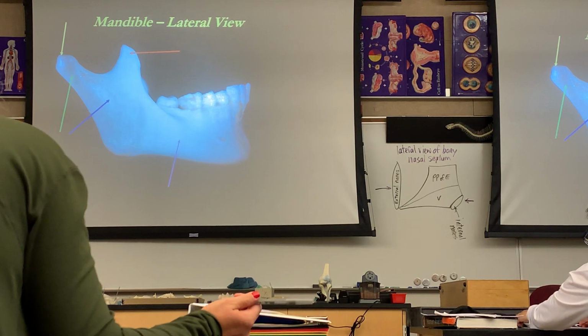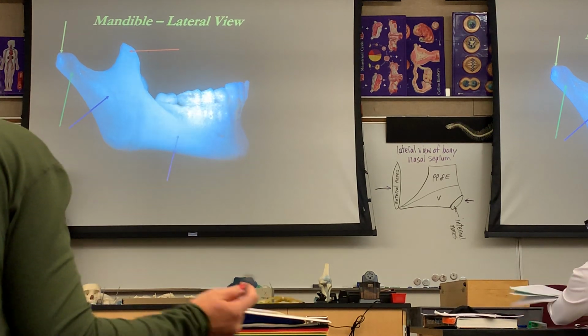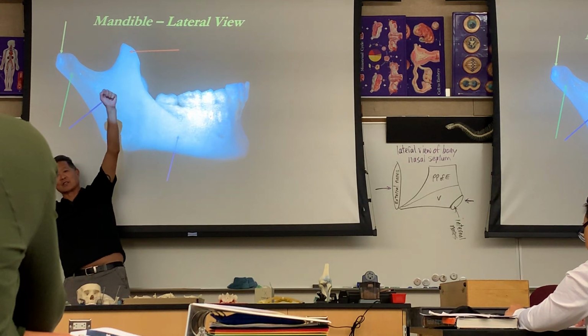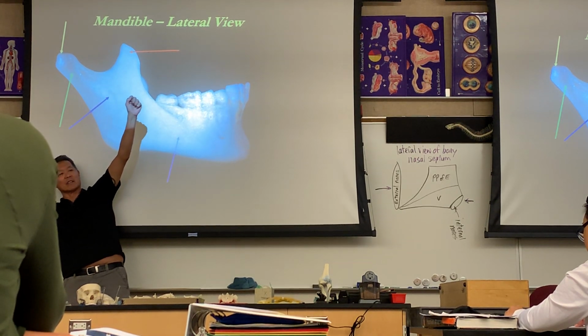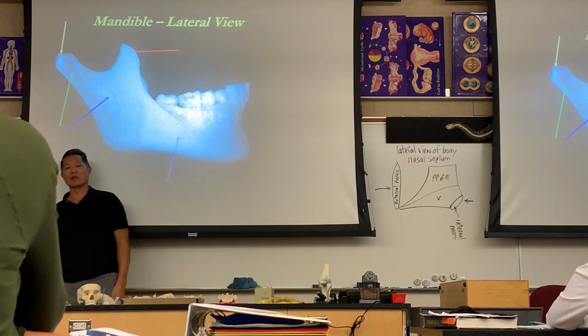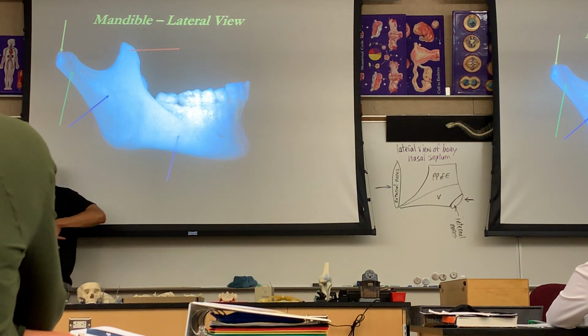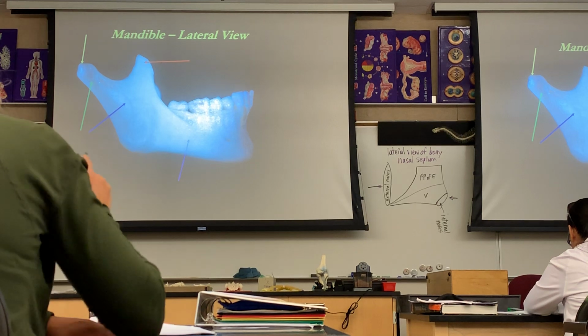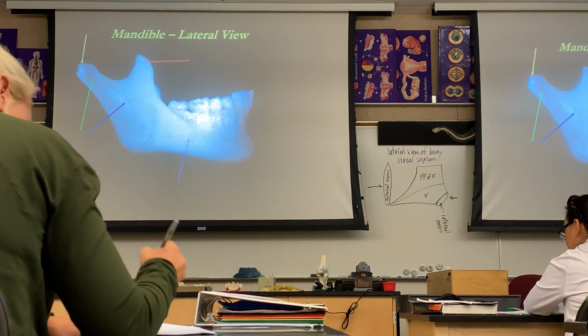Now, if you look at the ramus, it's a projection that is angled like this. And it looks like an angled capital Y, doesn't it? The anterior arm of the Y is the coronoid process, there in orange. You have to say coronoid process of the mandible.